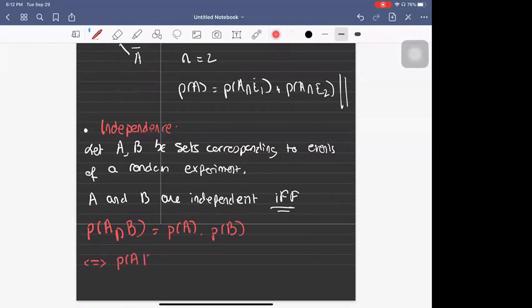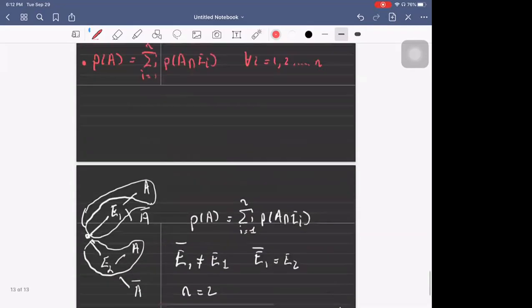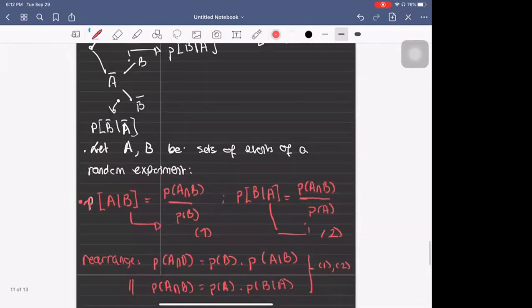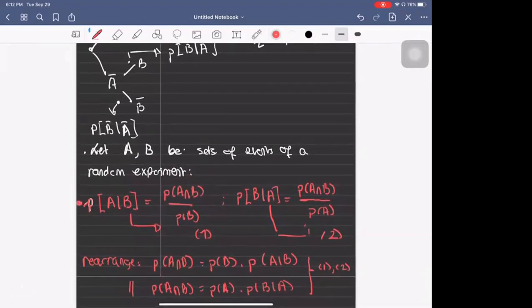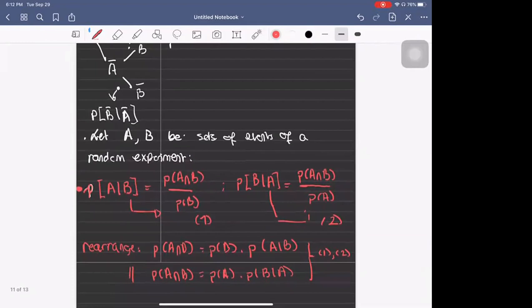This is equivalent to saying that the probability of A given B is equal to the probability of A, and the probability of B given A is equal to the probability of B. The way you derive that second form is using this formula right there. You can just replace the probability of A intersection B by the probability of A times the probability of B. The probability of B is on the bottom, so it cancels out. So you get the probability of A given B is equal to the probability of A.